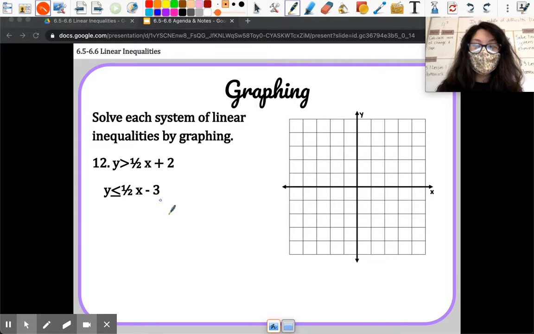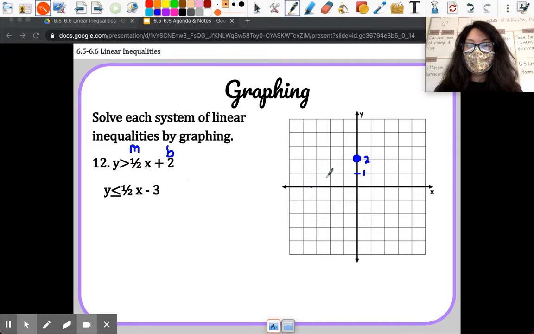Okay, so they're both in slope-intercept form. Hopefully that's nice and easy. So I'm going to graph this first one in blue. It's got a y-intercept at 2. That's where I'm going to start. So I'm going to scale these by 1s. Here's 2 right here. I'm going to plot my starting point. And then I'm going to use this positive slope to plot more points.